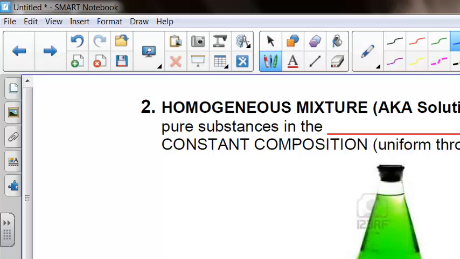And then we have a homogeneous mixture, aka solution. Meaning homo, the prefix meaning same throughout or consistent throughout. It's a mixture of two or more pure substances in the same physical state.